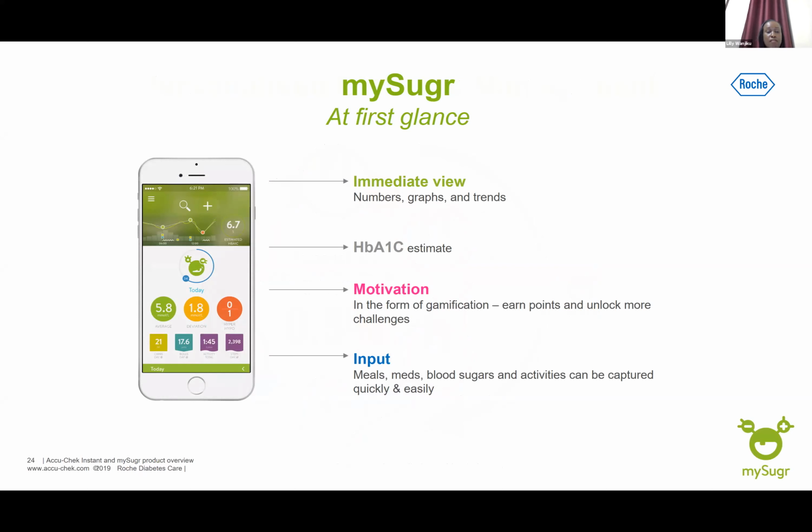For those who probably have it on their phones, or those who are downloading, what is actually available is that you're able to see immediately numbers, graphs, and trends of the patient. You'll see a HbA1c estimate. Of course, there's motivation where the app brings in information on how to motivate, endpoints, stuff like that. And then it even has an option of input where the patient can put in meals, medication, sugars. They are actually captured quickly and easily.